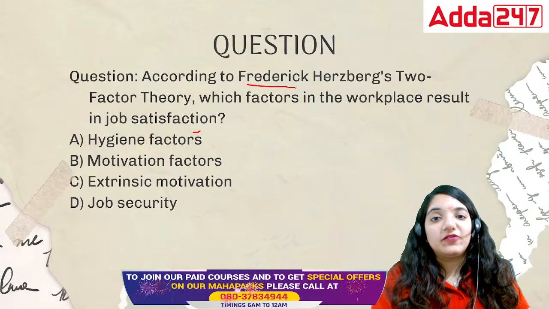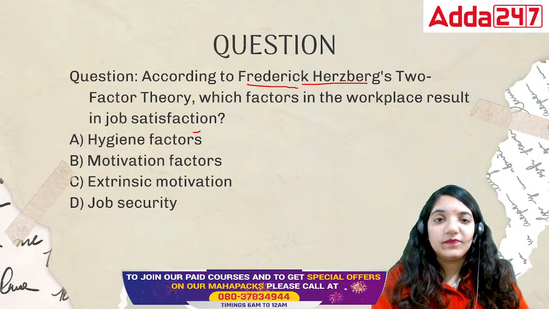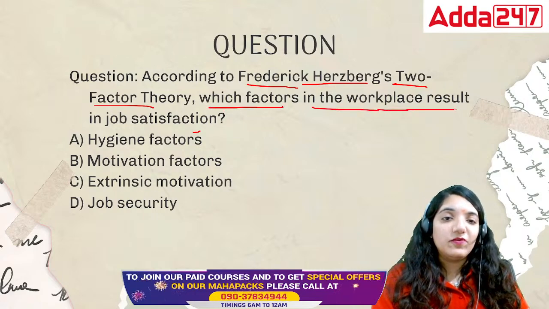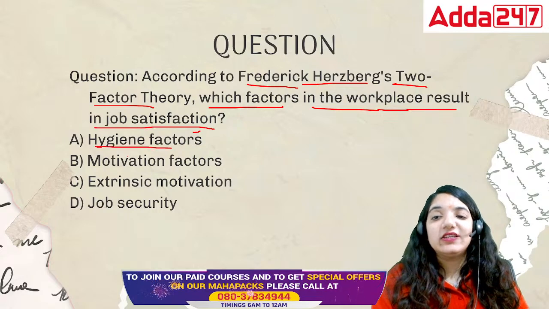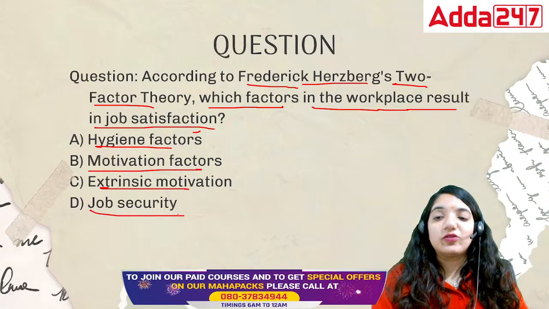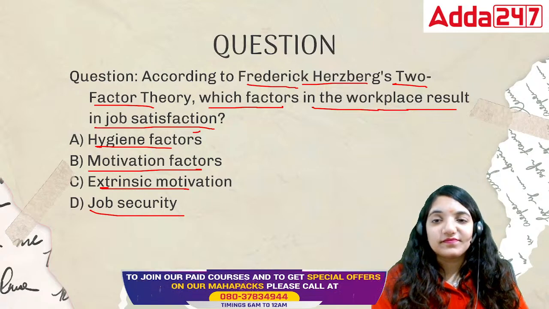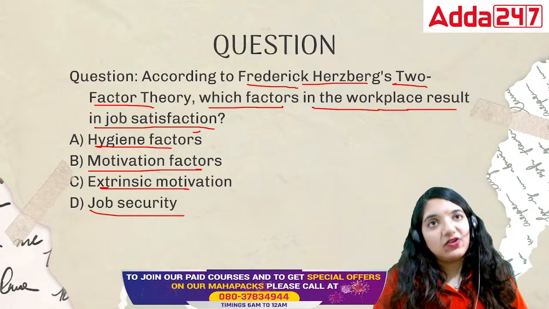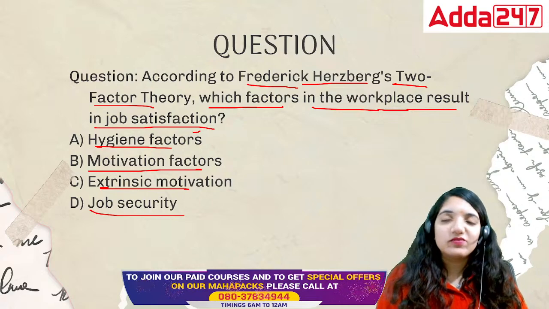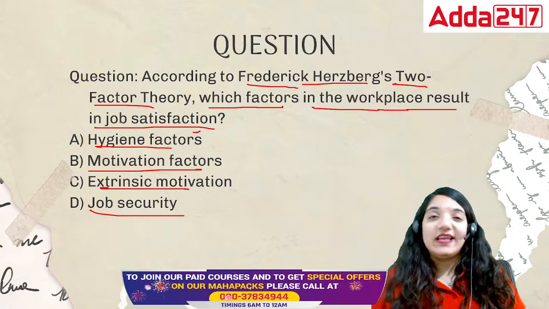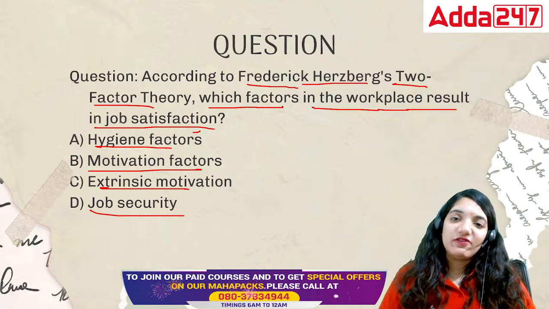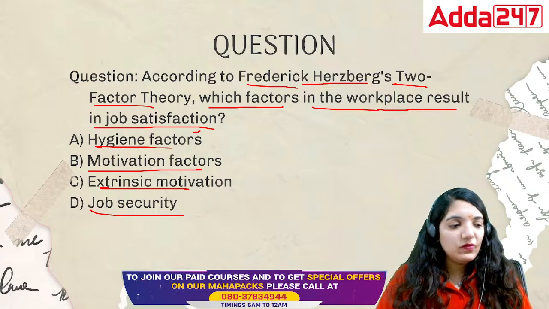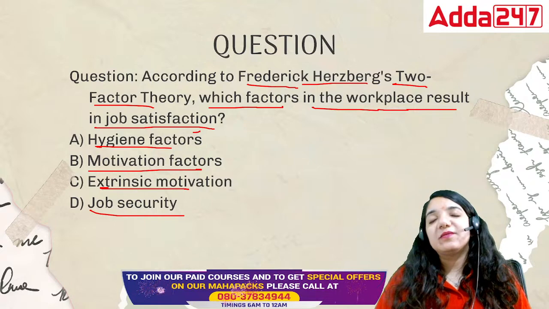Next question. According to Frederick Herzberg's two-factor theory, which factors in workplace result in job satisfaction? Hygiene factors, motivation, extrinsic or job security? In terms of job, okay, there is something called motivation hygiene theory. Under this, motivation is something which brings me to that particular enlightened form, that I want to do something. While if I talk about the area of one is motivation, then the hygiene theory talks about the basics.